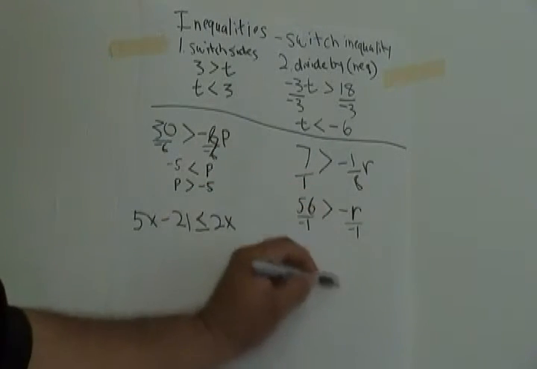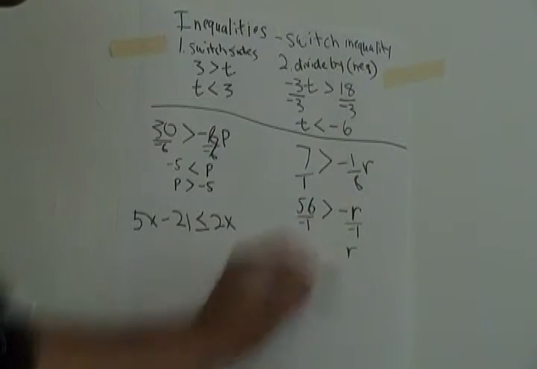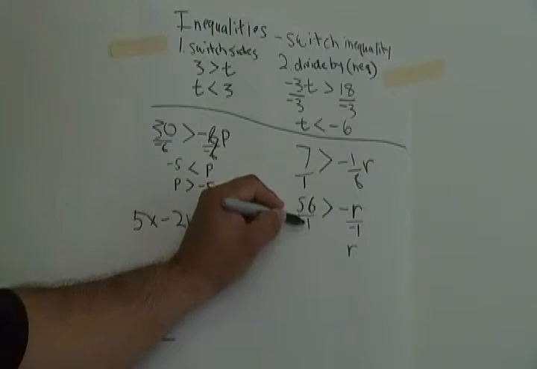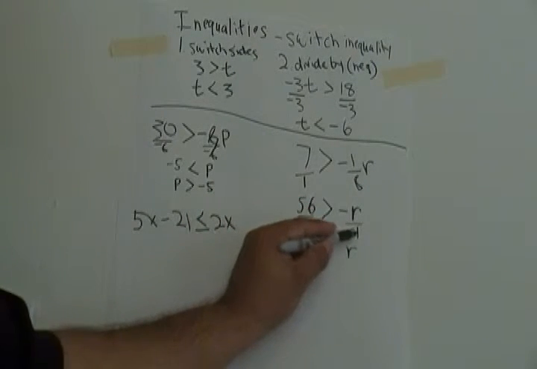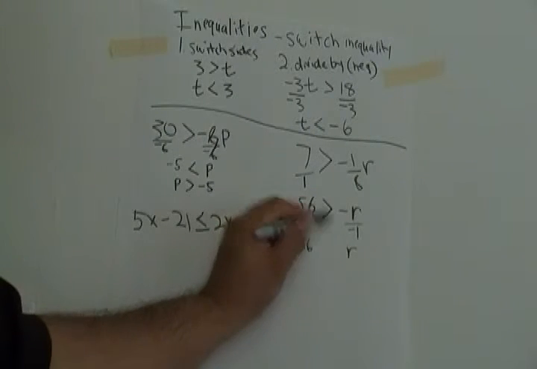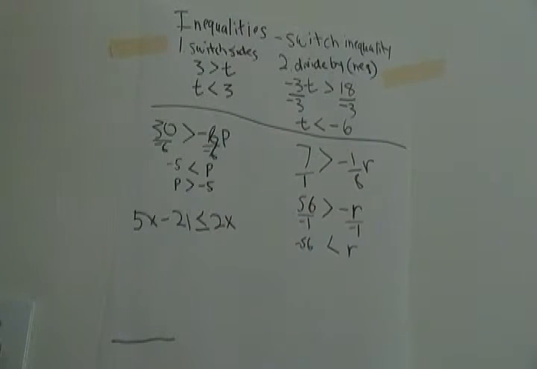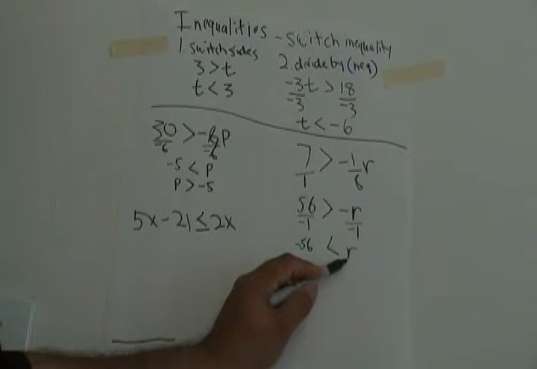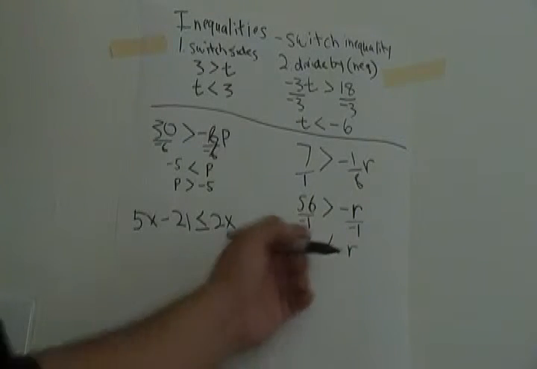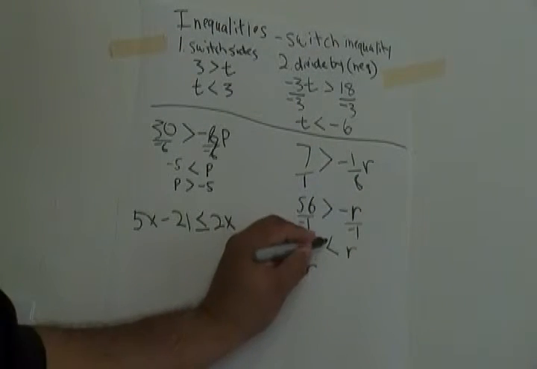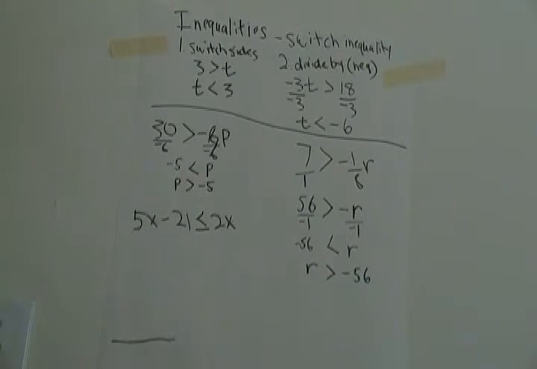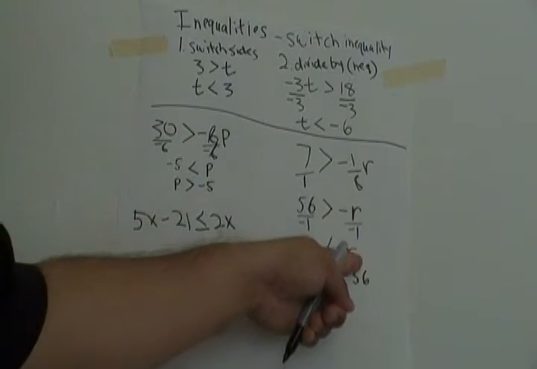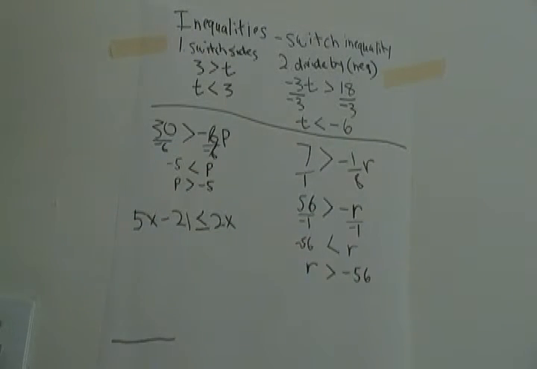So when we divide that, we get an r, and 56 divided by negative 1 is negative 56. Now because we divided by a negative, we have to switch the sign, so it becomes less than. But because r is on the right side, we want to bring it to the left side. So it becomes r is greater than negative 56. So we switch the sign once, but because the variable's on the right, we switch it again.